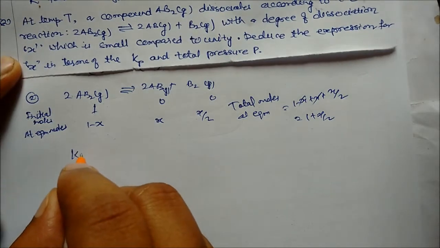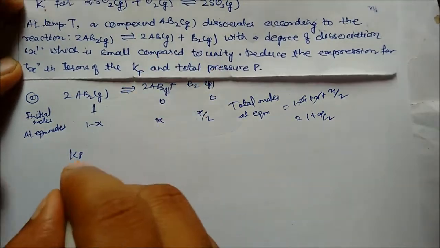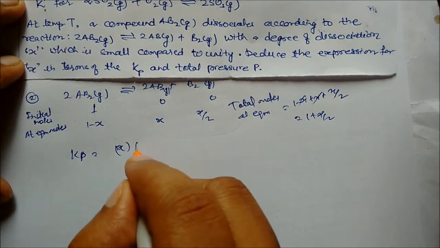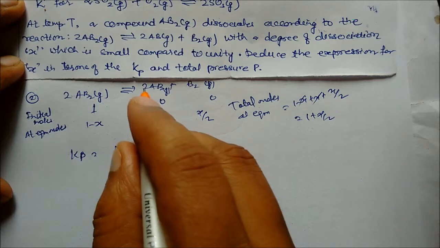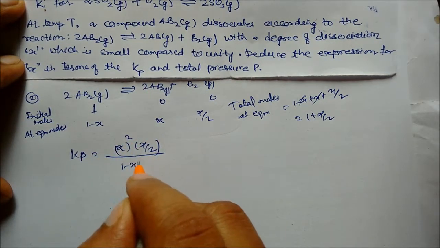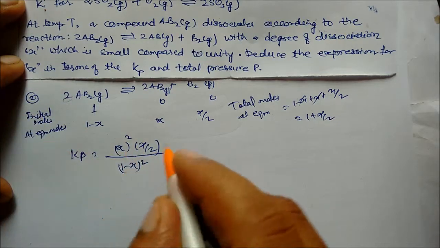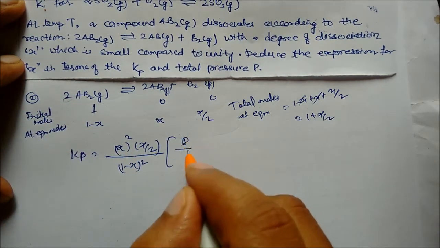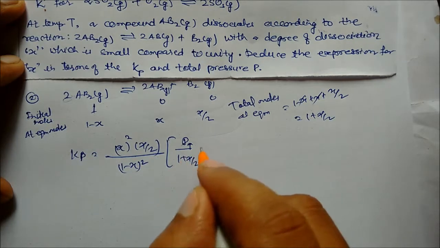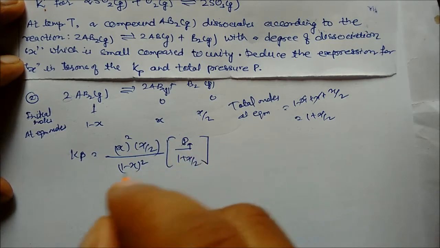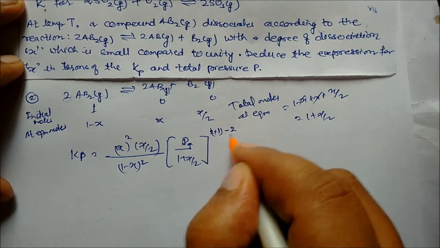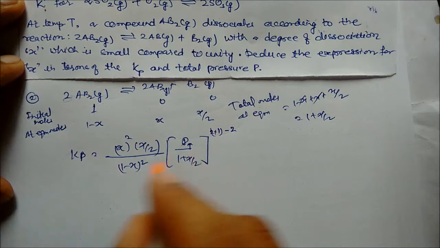Now we can write the formula of Kp. So Kp, partial pressure, x is given. So x into x by 2, so this x has a square, you can put a square over here, divided by 1 minus x whole square, because this is squared. And P is the total pressure, divided by 1 plus x by 2, this is the total moles. So this is the formula. And the difference of moles is 2 plus 1, 3, minus 2. So on solving, we will get here.